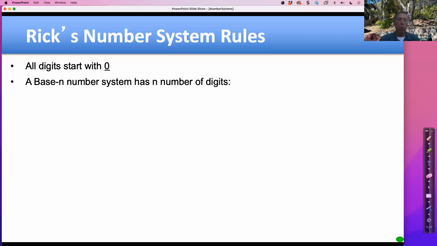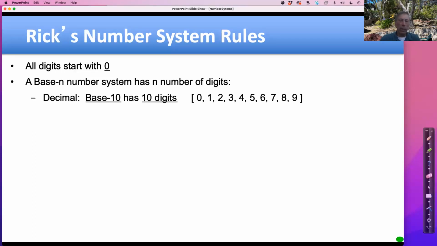So a base, whatever number system, has that many digits. Okay, what do you mean by that? Well, decimal. Decimal is base 10, right? It has 10 digits. And we said here that every number system, the first digit starts with 0. So there we go, 0. And with 10 digits, well, 0 through 9. There's our 10 digits. Okay, all right. And if you understand this, you're going to understand any number system.